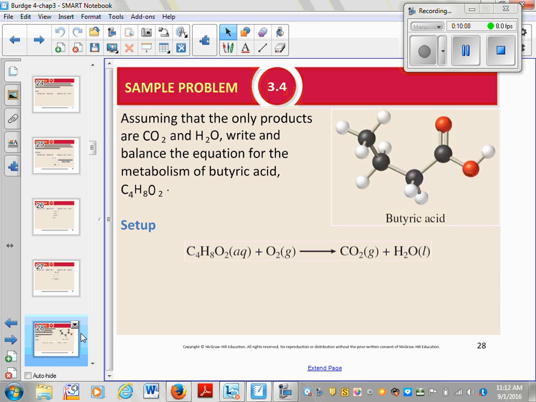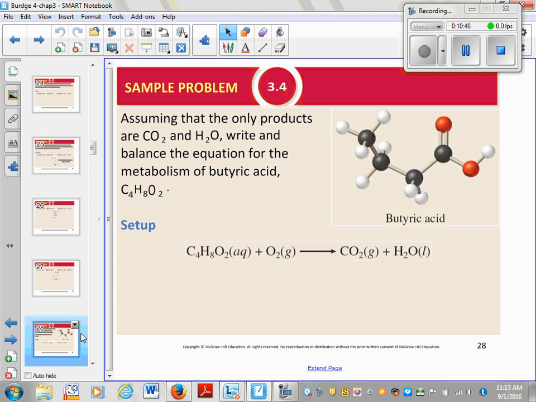So on the left, how many oxygens do we have? 2. How many do we have on the right? 4 times 2 is 8, and for the water, 4 times 1 is 4. 8 plus 4 is 12. So I have to have 12. I don't want to touch the butyric acid because I've already balanced the carbons and the hydrogens. So butyric acid has how many oxygens? 2. So I need 12 on the left side.